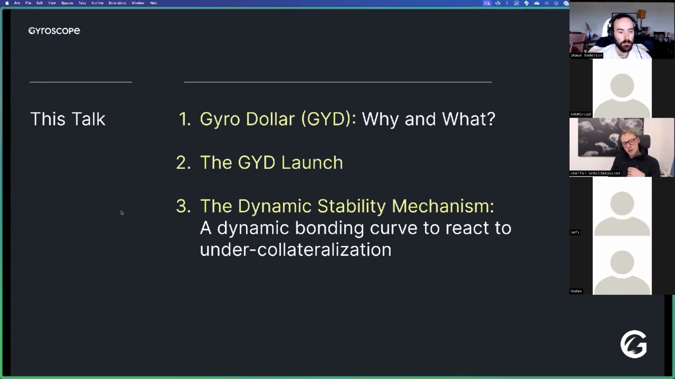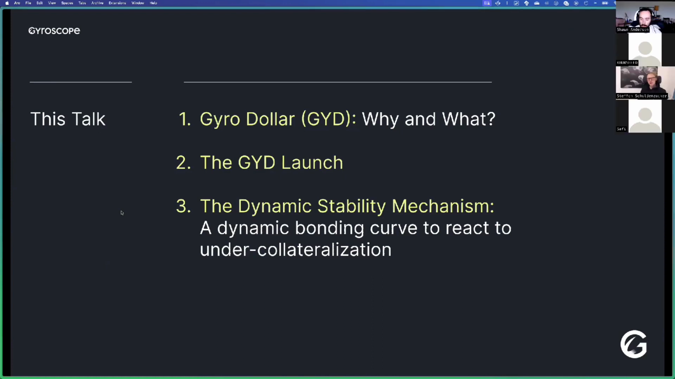Right, where was I? I want to talk about GYD. We're going to start with why, like any good speaker, then talk about the what. Very briefly, I'm going to talk about the launch because it has a few special aspects. And then finally, I want to do the deep dive into the dynamic stability mechanism, which is essentially a dynamic bonding curve mechanism to react to under-collateralization of the system. And the system does this autonomously.